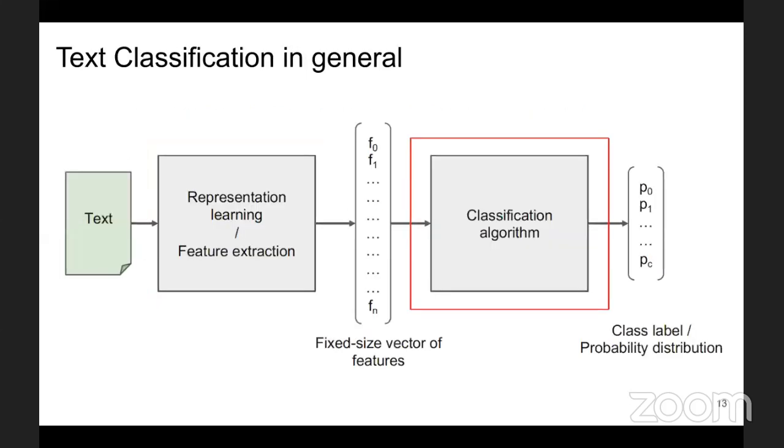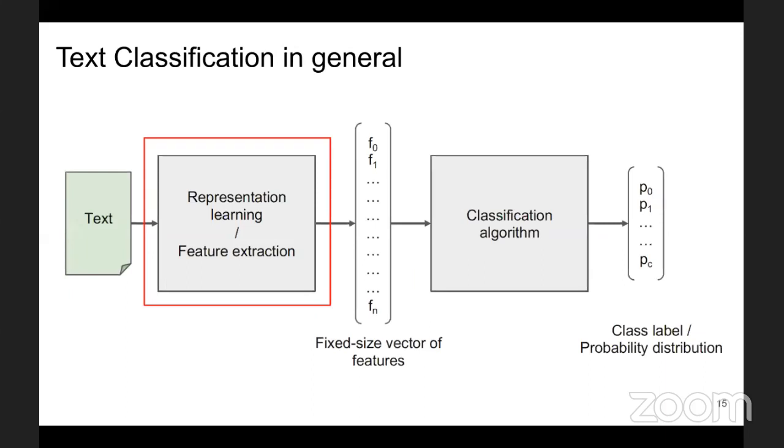Okay, so understand that the labeling part is clear. Classification algorithms you have seen. Now let's get to the picture of the main focus of NLP: how do you represent text as numbers.